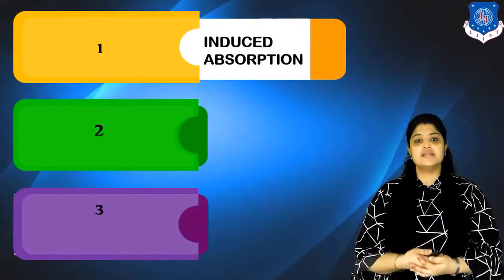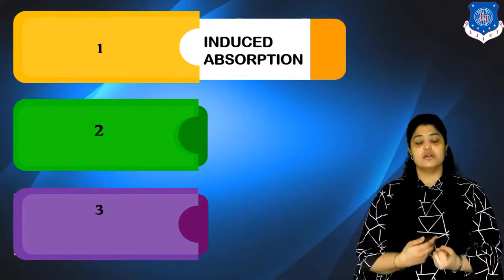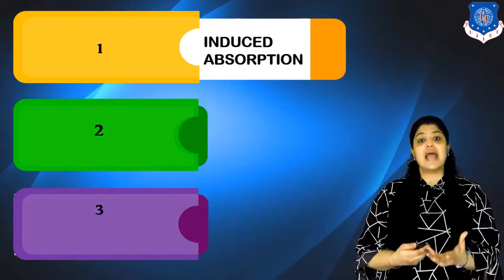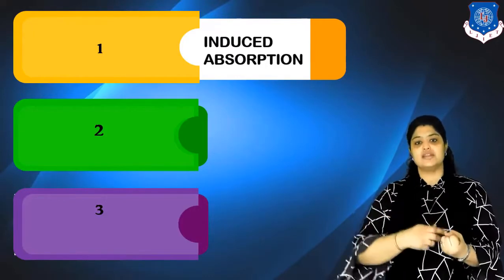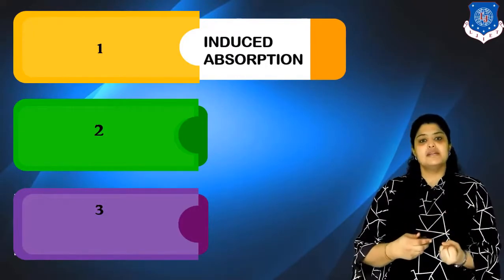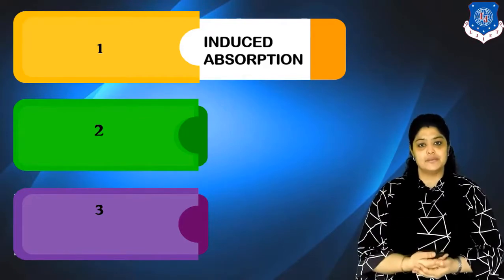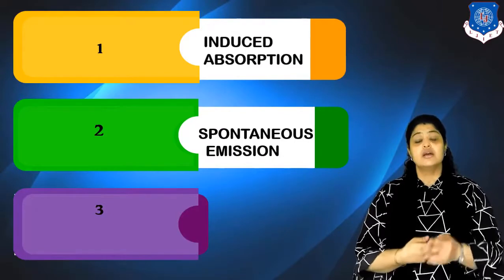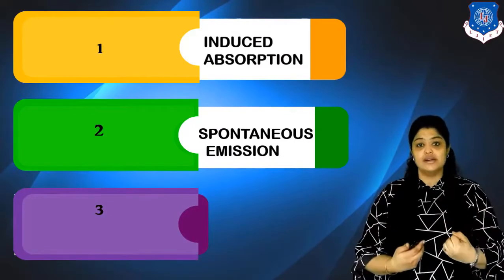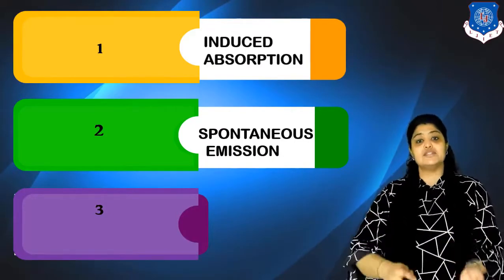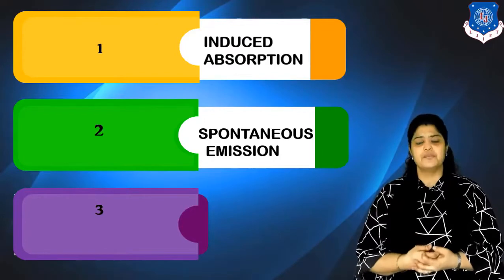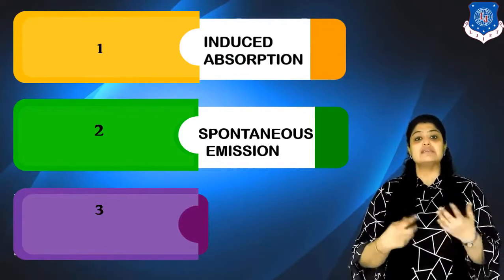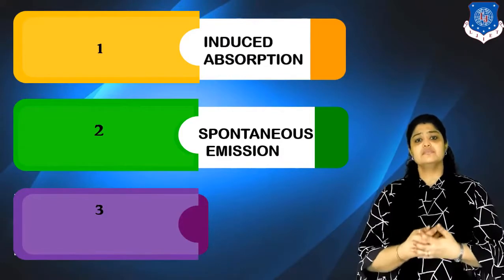The first one is induced absorption. What do you mean by the word absorption? It means an atom is absorbing that radiation. So the matter is absorbing the radiation and it is getting excited. The second process is known as spontaneous emission. Emission means the matter already has energy and it radiates or emits that energy. What do you mean by the word spontaneous? Spontaneous means suddenly, on its own.